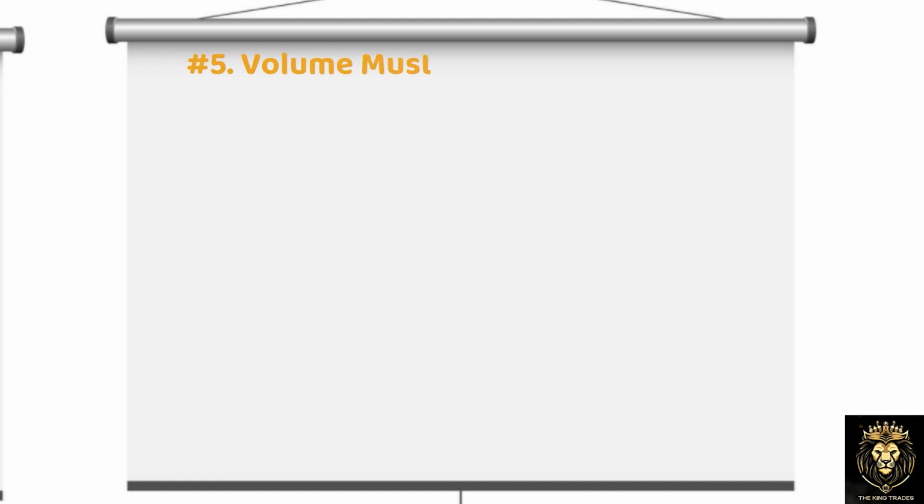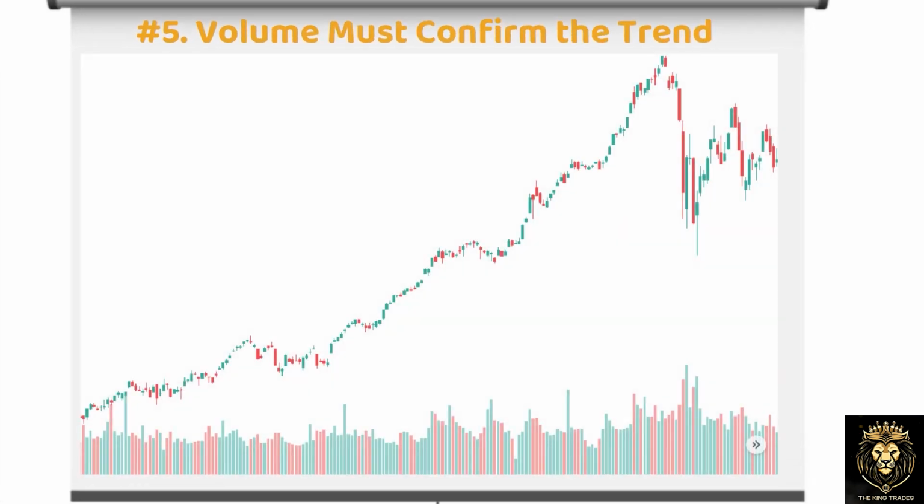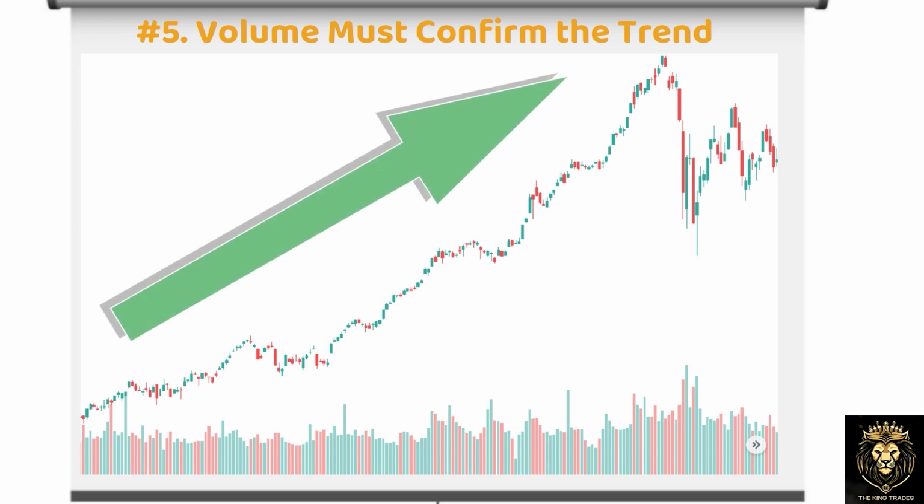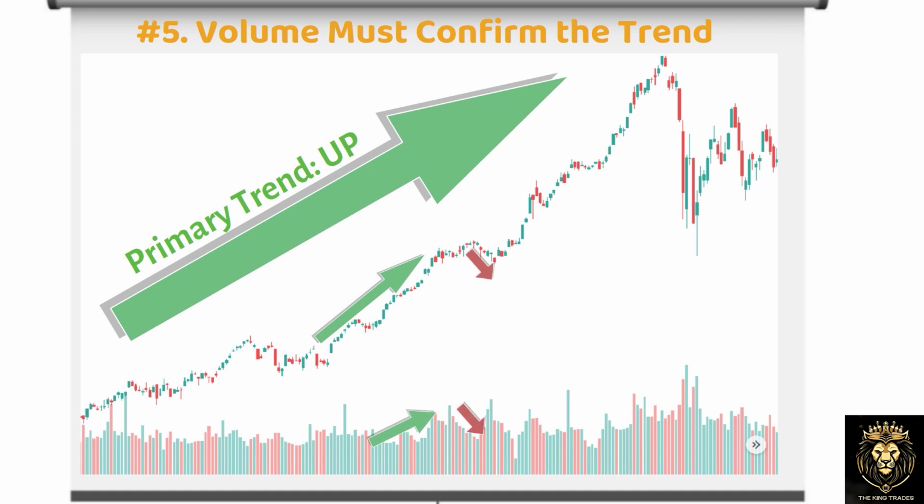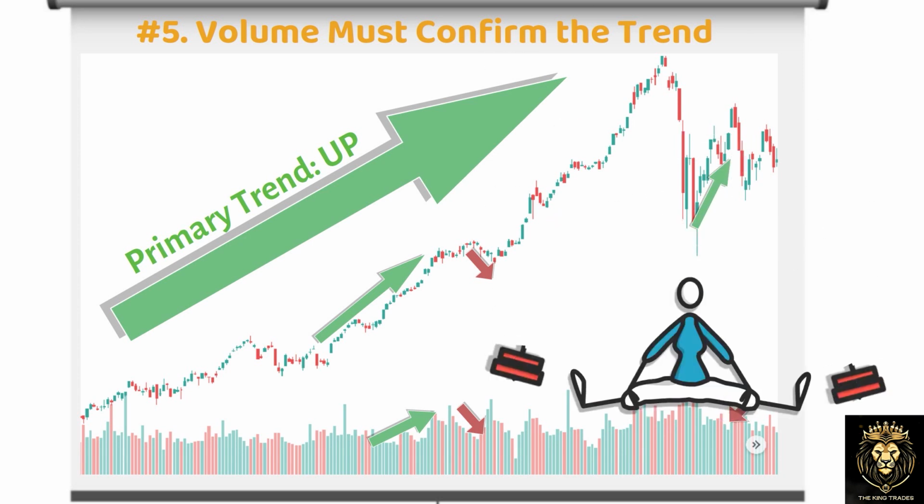The fifth tenet of Dow Theory is that volume must confirm the trend. As per the Dow Theory, the trading volume should increase when the price is moving in the direction of the primary trend. So, for example, if the index is in an uptrend, the volume should be higher when the index is moving up and lower when it's moving down. If price moves in the direction of the primary trend with lower volumes, then it's assumed that the trend is not strong and a reversal might happen.